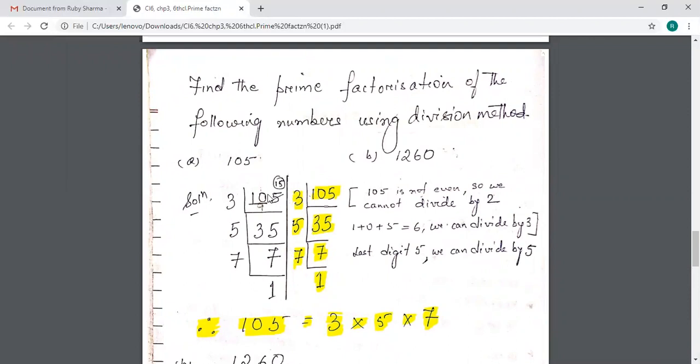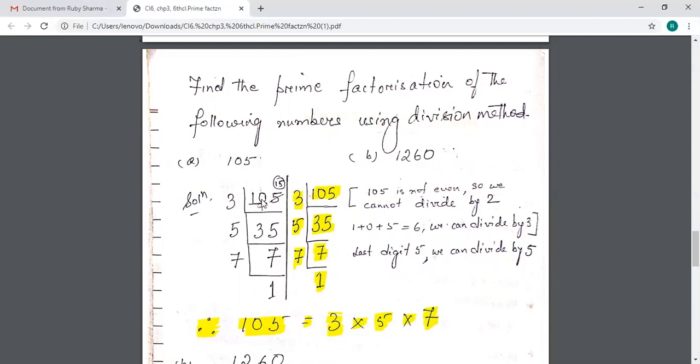Number A, 105. So 105 we write it here, and we have to find the prime factorization. That means, first of all, we'll check whether 2 is a prime factor of this. Being an odd number, 2 is not a prime factor of this. Next prime factor is 3. So check whether 3 is a prime factor. 1 plus 0 plus 5 is 6. 6 is divisible by 3, so 105 will be divisible by 3.